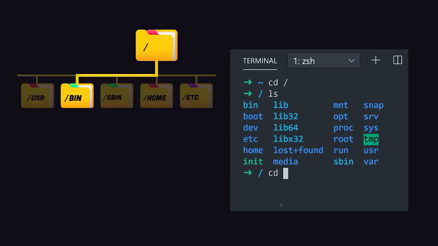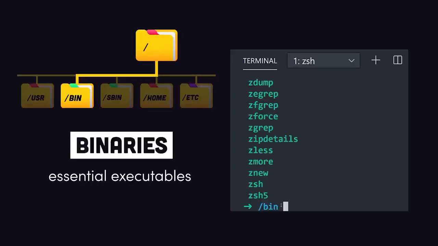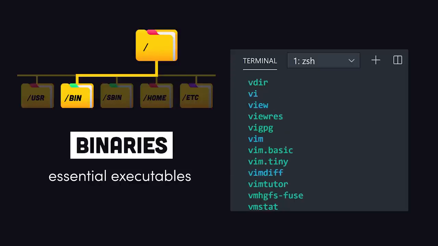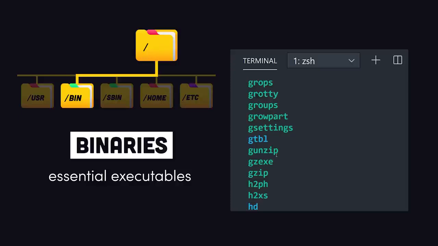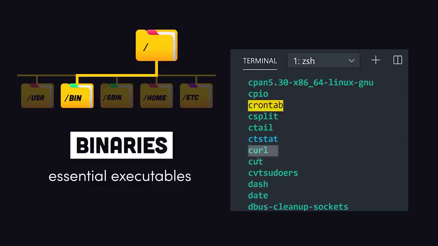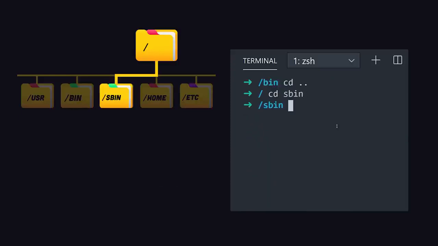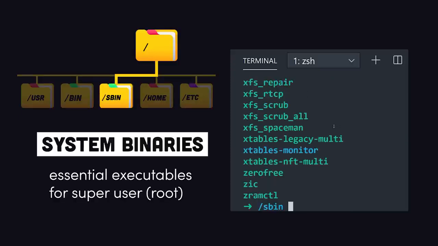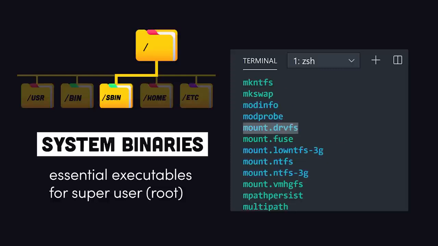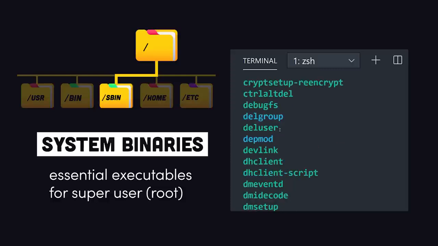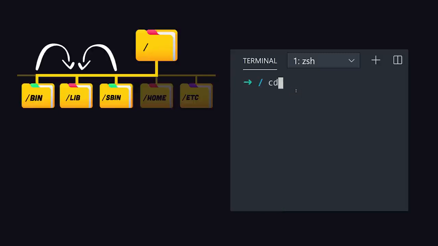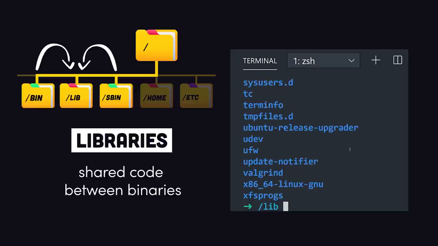First, we have the bin directory, which contains binaries or executables that are essential to the entire operating system. You can run these binaries from the command line at any time, things like gzip, curl, and even the ls command that we just ran. But confusingly, there's also an sbin directory. It contains system binaries that should only be executed by the root user, like mount or deluser. Many of these binaries may share common libraries, which are stored in the lib directory.